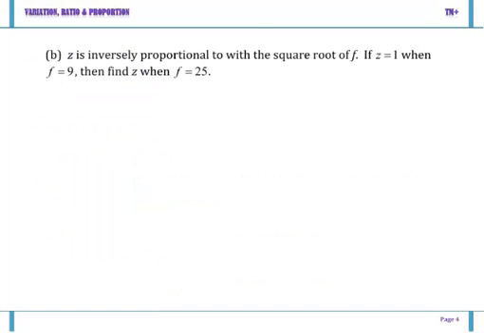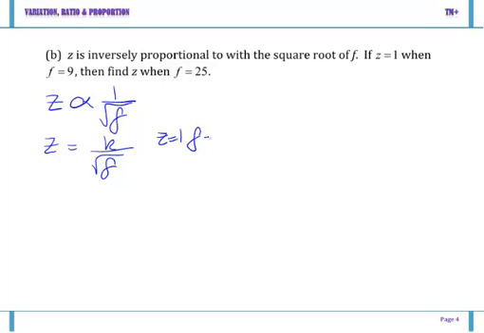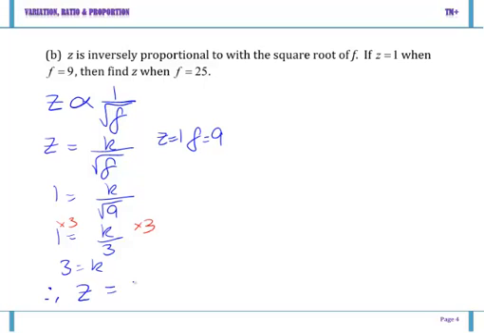Next, if z is inversely proportional to the square root of f, so z is inversely proportional, so 1 over the square root of f. So that means z equals k over the square root of f. The information it tells me is z equals 1 when f equals 9. So 1 equals k over the square root of 9, so 1 equals k over 3. Times both sides by 3 to get k on its own, and you get k equals 3. So therefore z equals 3 over the square root of f.